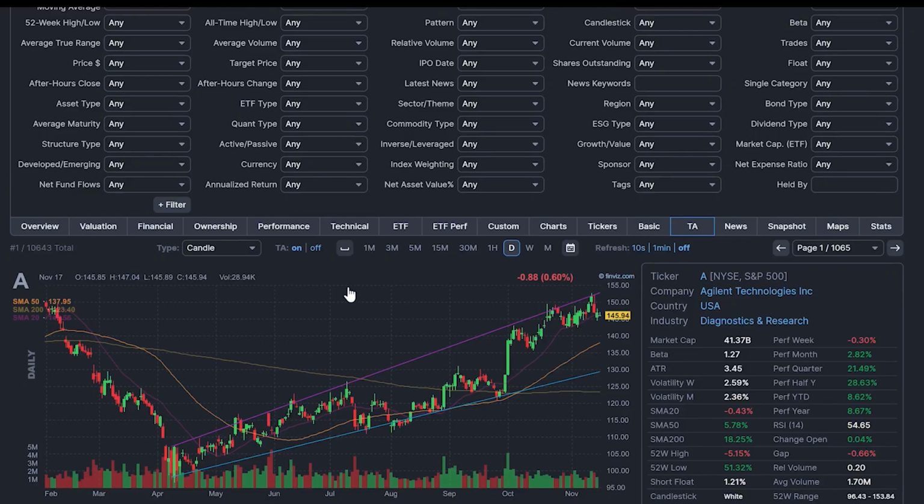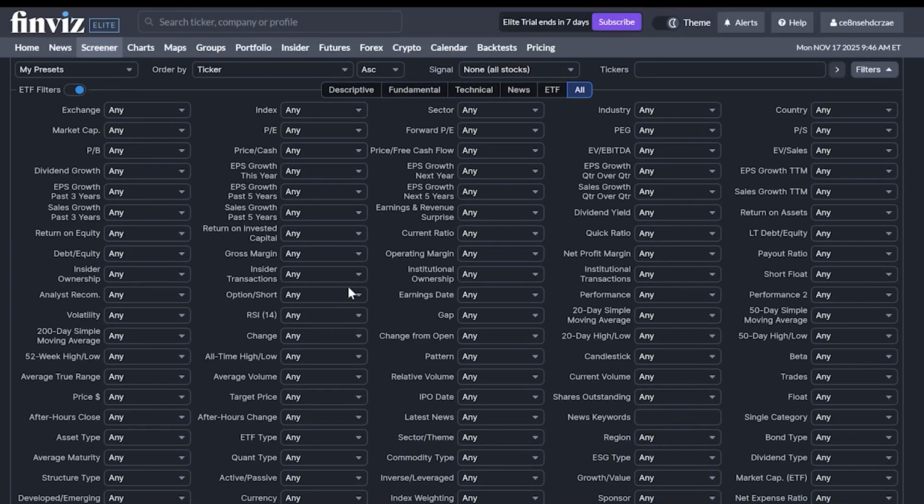So like I said, I think the screener is the best feature in Finviz, and it's totally free, which is why I think this platform complements really well with stockcharts.com, as well as a lot of other platforms. That said, I do want to show you a couple of the other features in Finviz real quick.